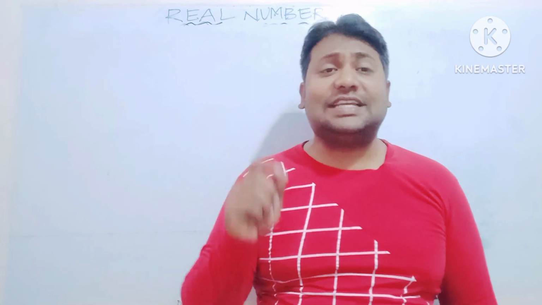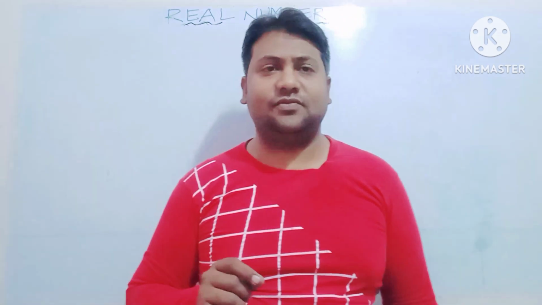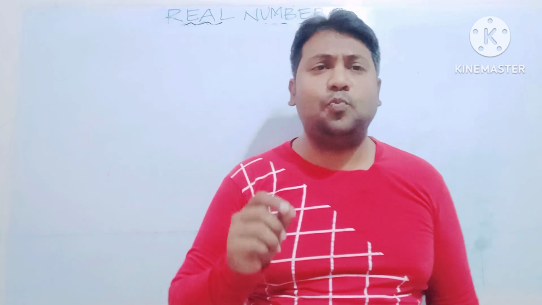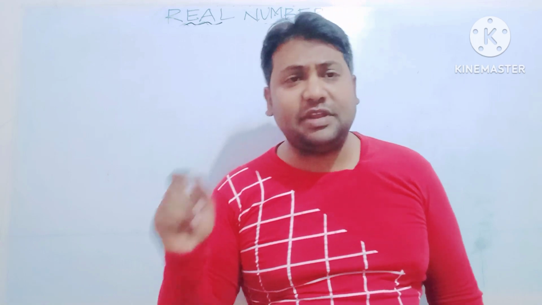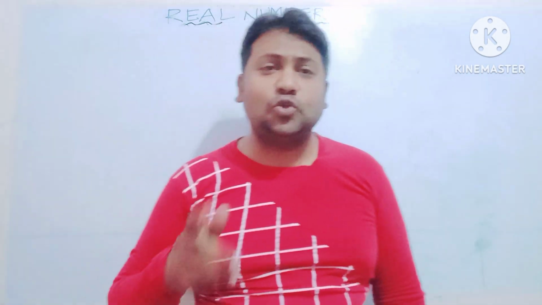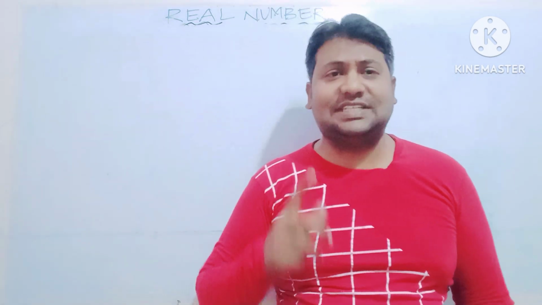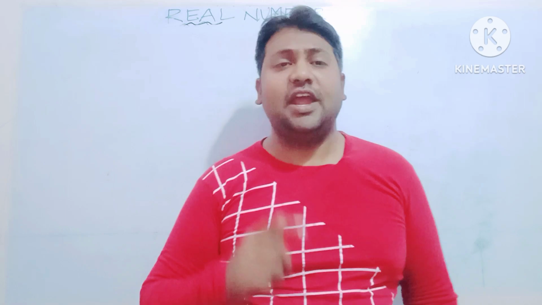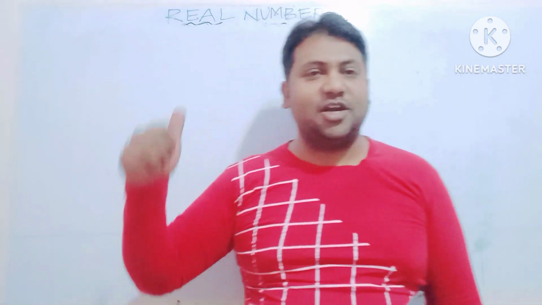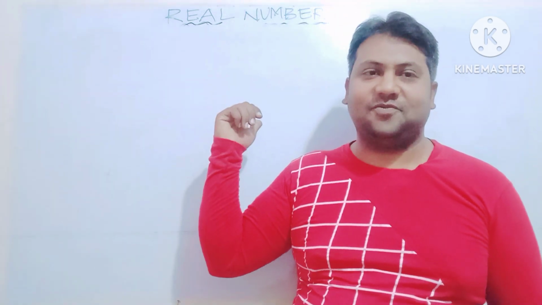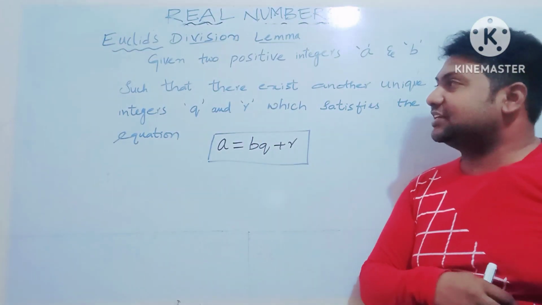So today let us learn the division algorithm. The algorithm states that, given two positive integers a and b, there exist two other positive integers q and r, which satisfy the equation a = bq + r. Got it? Let me write on the board and make us understand. So this is Euclid's division lemma.